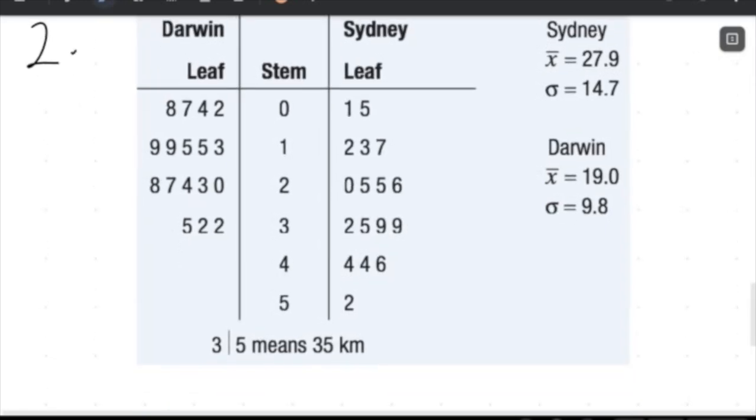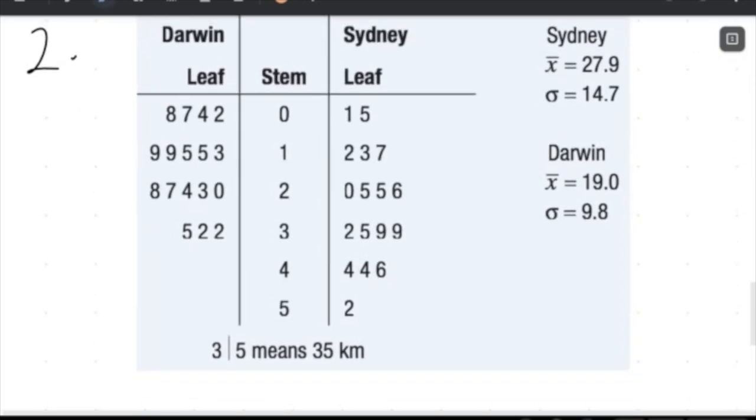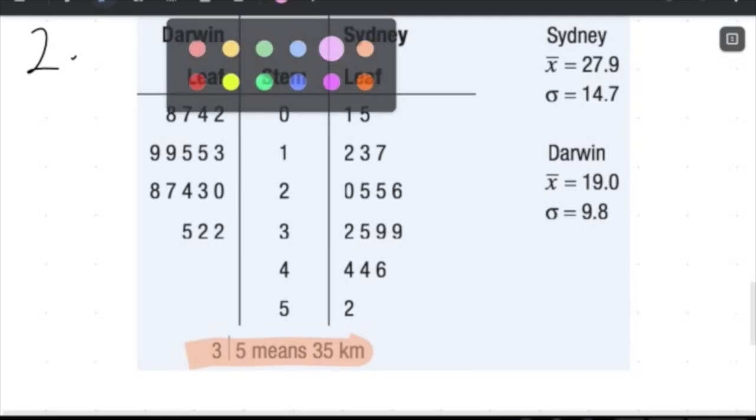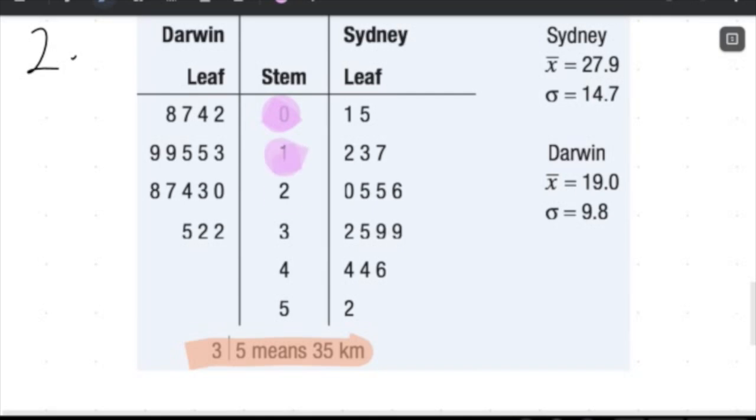and just a reminder for how to read these, I've included this little bit down the bottom here. Our stem is going to be our first digit, like in the tens column, and our leaf is going to be the digit in the ones column. So for example, this value here, we read that as 46, and this is a distance, so we're looking at kilometers. And this little bit down the bottom gives you a little summary of that: 3, with this line in between, and 5 means 35 kilometers.